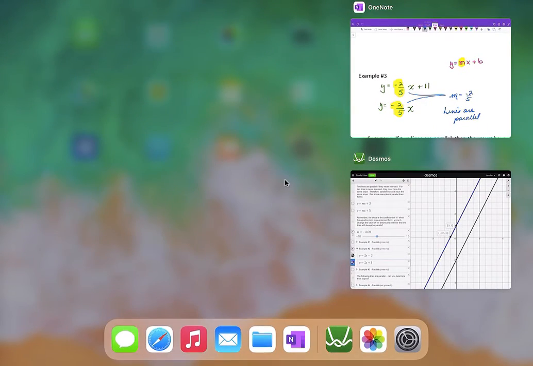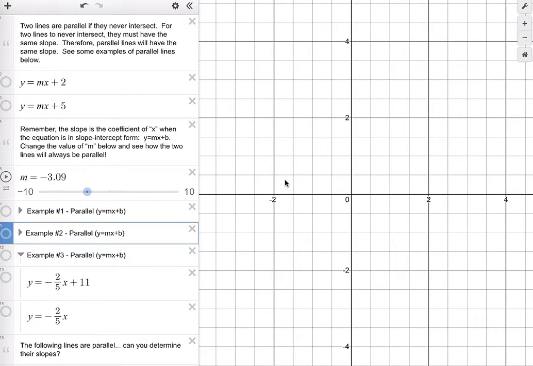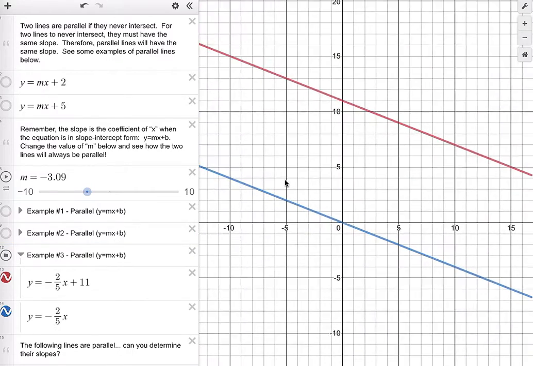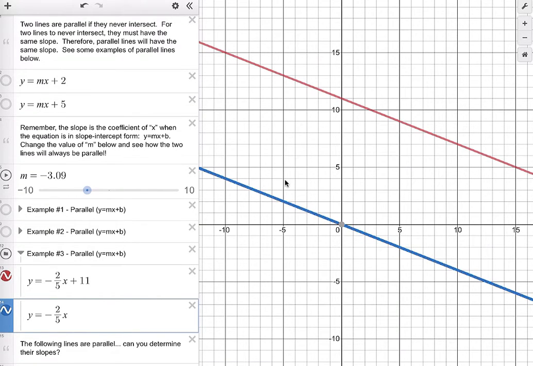These are negative sloping lines, so we're going to turn off example 2 and turn on example 3 and see that these are downward sloping lines. There's the other one. One has a y-intercept of 0, because for the blue line, y equals negative 2/5 x is the same as negative 2/5 x plus 0. So that's why we have a y-intercept of 0. And for the red line, our y-intercept is 11.